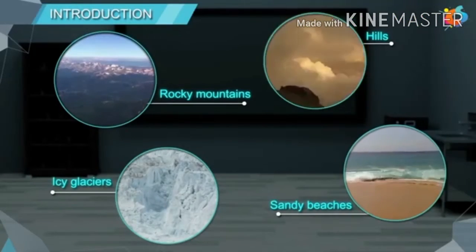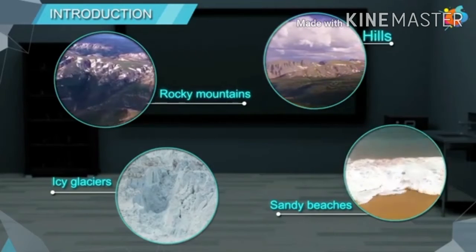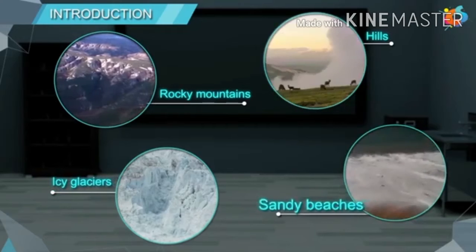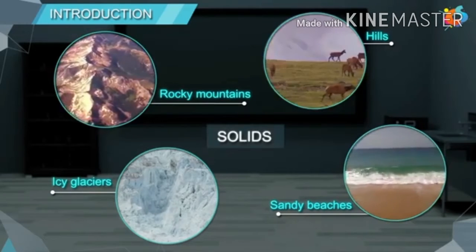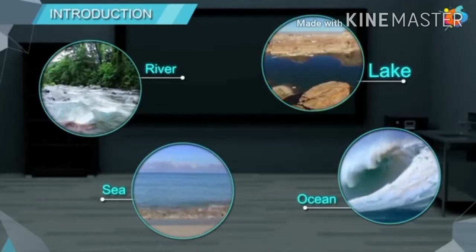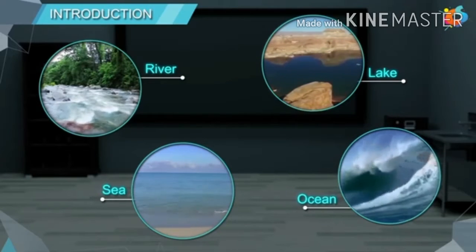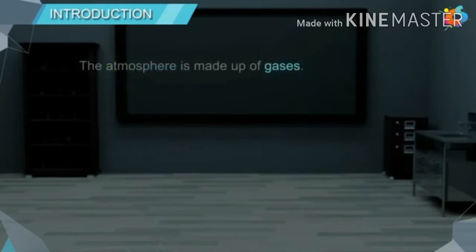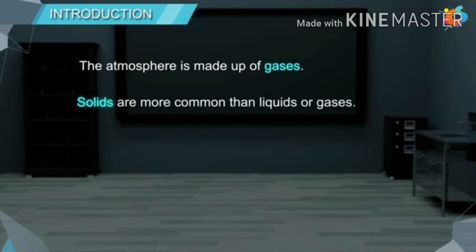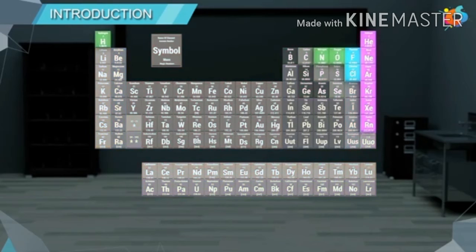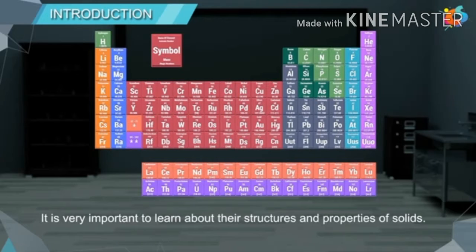Introduction. In nature, we come across rocky mountains, hills, icy glaciers, and sandy beaches, which all are solids. Rivers, lakes, seas, and oceans are all liquids. The atmosphere is made up of gases. However, solids are more common than liquids or gases. In the periodic table, there are 11 gaseous elements, few are liquids, and the rest of the elements are solids. Hence, it is very important to learn about the structures and properties of solids.